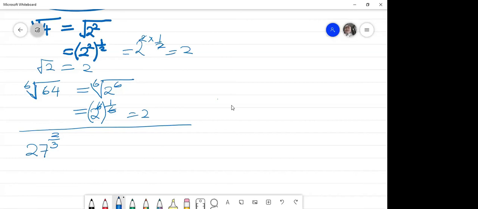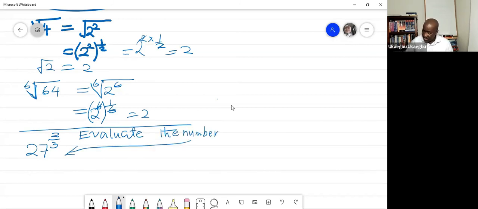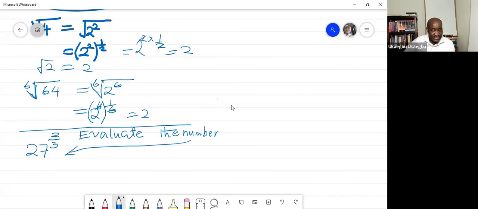Would you break up the fraction? Let me put it in question form. Evaluate the number, and I'm referring to this number. If I ask you to evaluate this number without telling you a particular method to use, what are you going to do? Just give me an idea. You don't have to get it right. I want to know. You say it's 27 raised to 2/3. If I say evaluate this number, and I did not tell you to use a particular method, what are you going to do?